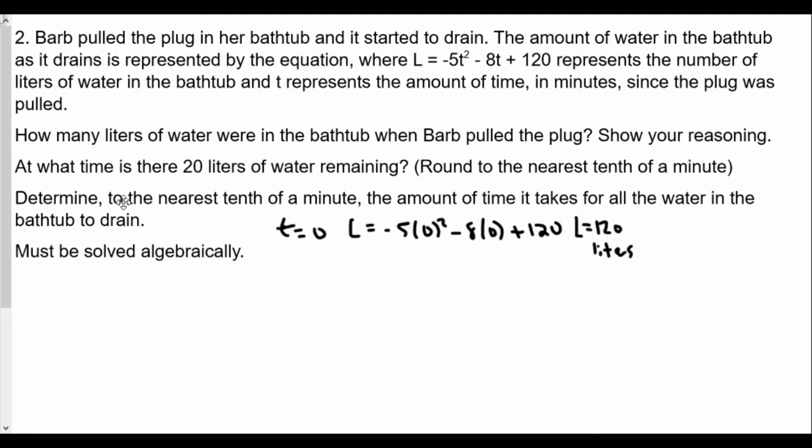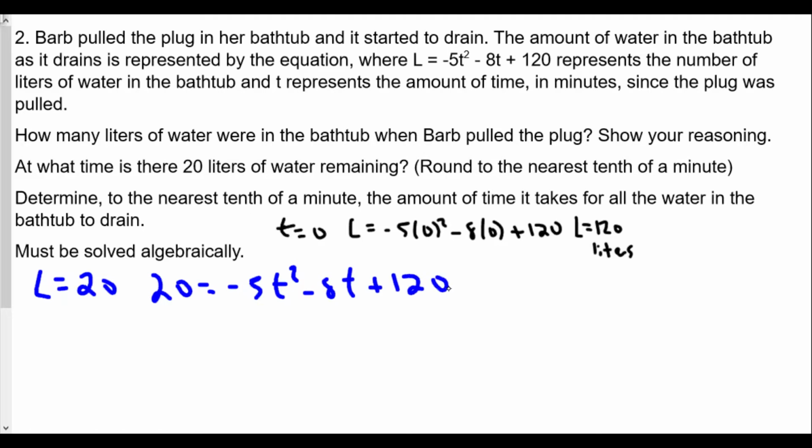All right, and so at what time is there 20 liters remaining? So this one is different. This is where you're trying to find t and you know L. So for the second one, we see here that L is equal to 20, and I want to find t. Therefore, the equation will be 20 equals negative 5t squared minus 8t plus 120.